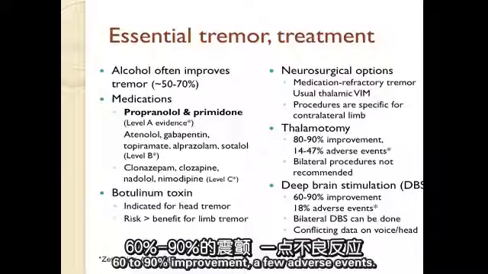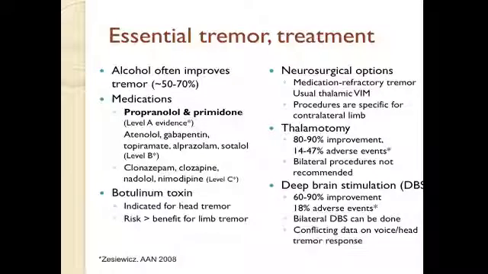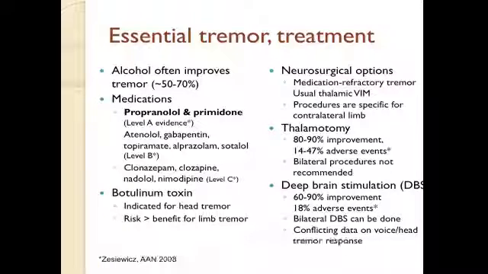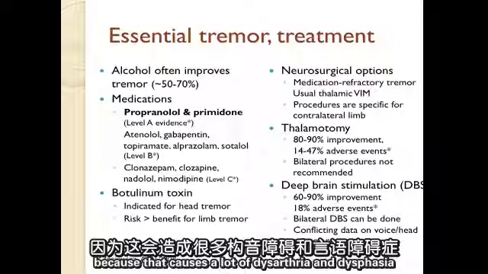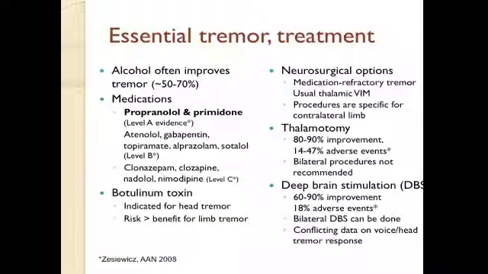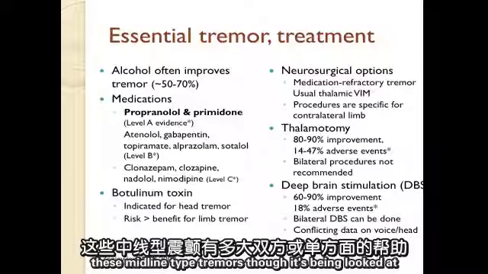60 to 90% improvement, with few adverse events. You can do bilateral DBS, which is helpful for bilateral tremor, which you cannot do with thalamotomy because that causes a lot of dysarthria and dysphagia. And it is still unclear how well DBS, bilateral or unilateral, really helps voice or head tremor, these midline type tremors, though it's being looked at.